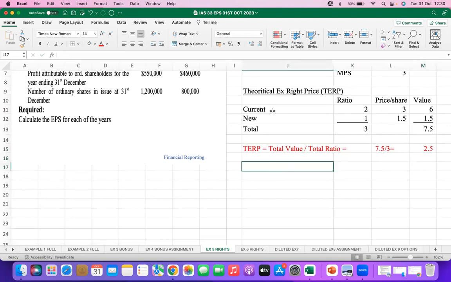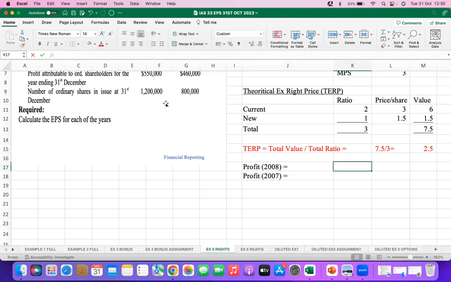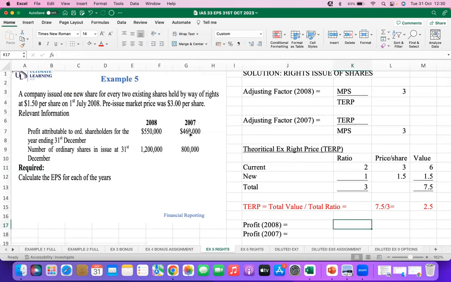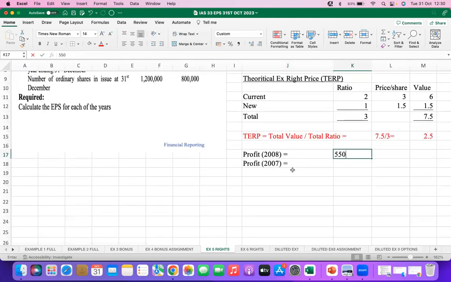So we have the theoretical X right price. What is the profit for the year 2008? And what is the profit for the year 2007? So we'll have to get the profit in each case. So the profit in 2008 is 550, and 2007 is 460.